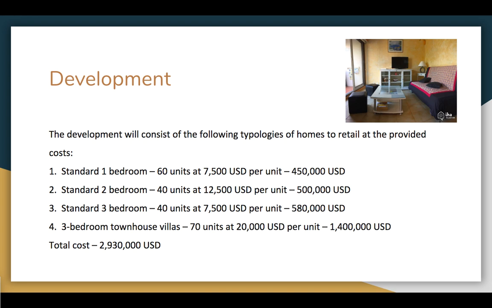Now, the development of the following typologies of homes is to be at the provided cost. A standard one bedroom, one bath: there will be 16 units developed at $7,500 cost per unit for a total of $450,000. The next, standard two bedroom, two bath, will be 40 units developed at $12,500 per unit with a total cost of $500,000. And then a standard three bedroom, two bath will be 40 units developed at $7,500 per unit at $580,000. And the townhouse villas will be 70 units developed at $20,000 per unit at $1,400,000, with a total cost of $2,930,000.